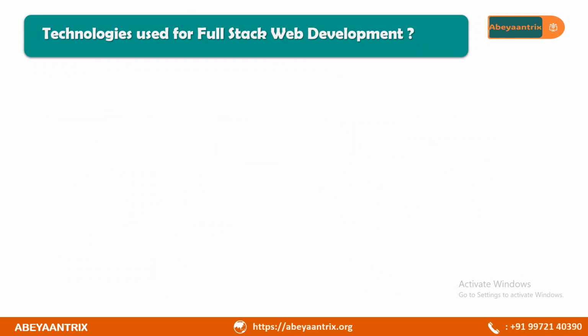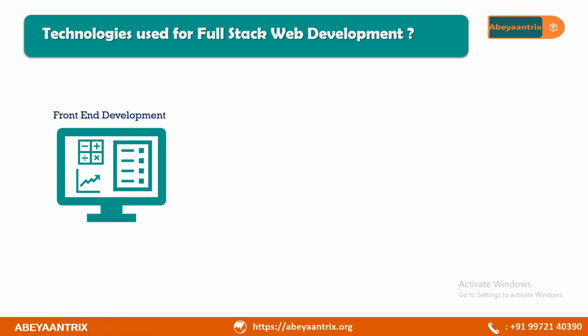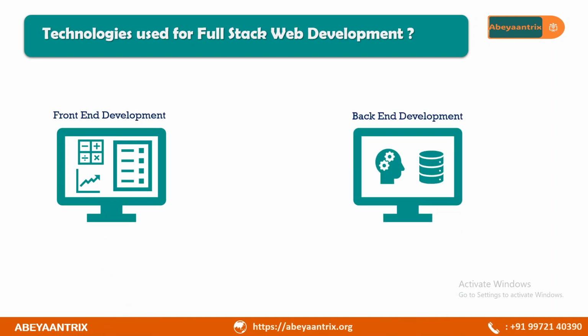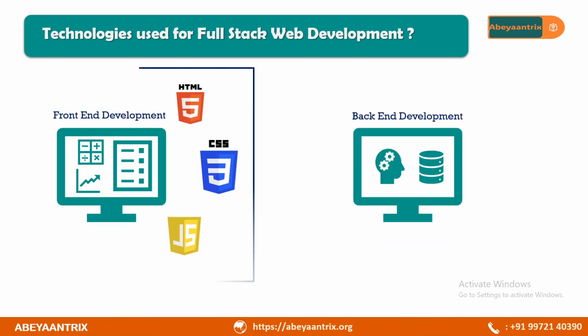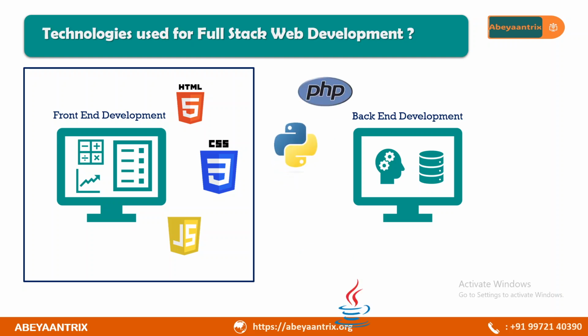So what are all the technologies we use to build this full stack web development? In front end development, we are using HTML, CSS, JavaScript, and many other frameworks like React.js, Next.js, and Vue.js, AngularJS, many more. Same way, back end side also we are using some of the programming languages for creating logic: PHP, Python, Ruby, Java, C++, many other languages, whichever is convenient for our project requirement.